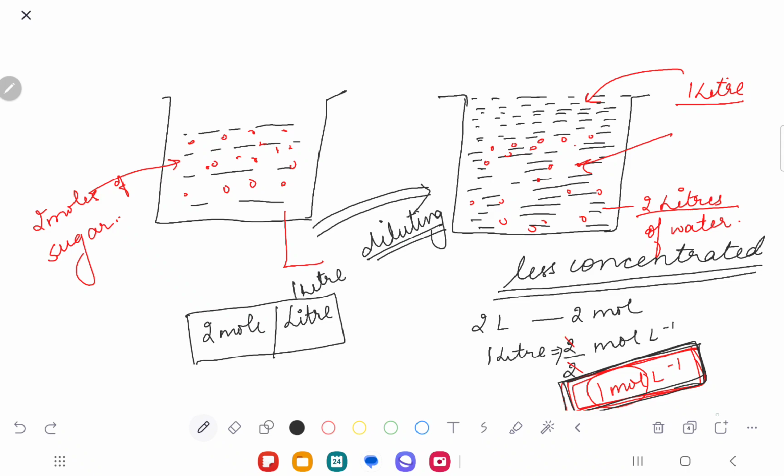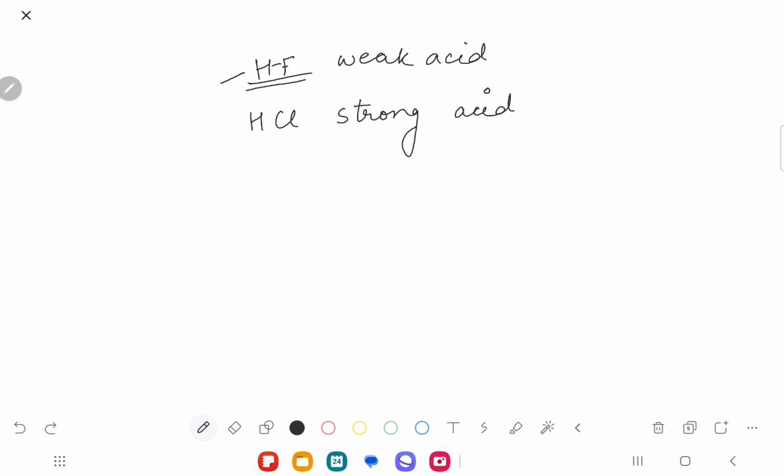You understand? When we say that HCl is a strong acid, and we say that HF is a weak acid, that means HF does not dissociate fully, but HCl does. Right. Now, what is the reason why HCl dissociates fully and HF does not?